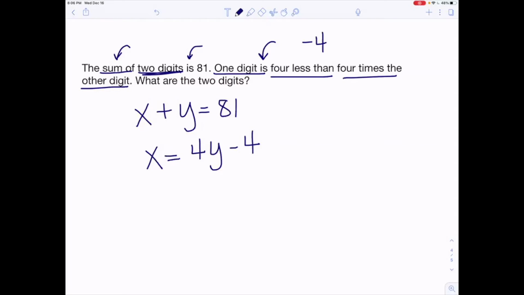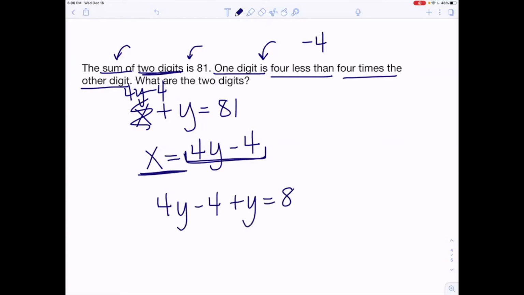Okay, so now that we have this, we're going to do what we call substitution, which means here I see that x is equal to something. So wherever I see x, I can replace it with this something right here. So I can insert 4y minus 4 there. Okay, so now that I have that, I'm going to rewrite that equation. 4y minus 4 plus y equals 81.